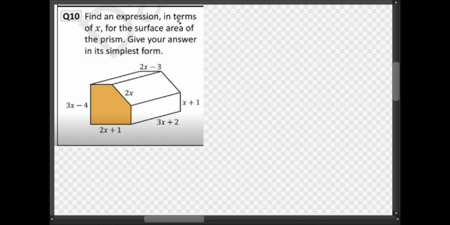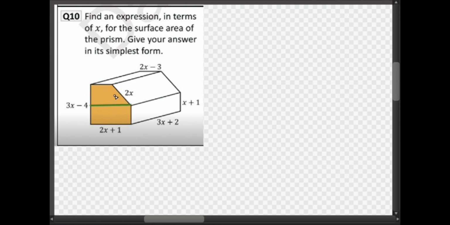Okay, now for this question, we need to find an expression in terms of x for the surface area of the prism. And of course, the answer needs to be in the simplest form. Basically for this one, we can start by calculating the area of both yellow faces here. We can separate it into two parts. The part on top will be the trapezium and the bottom part will be a rectangle.